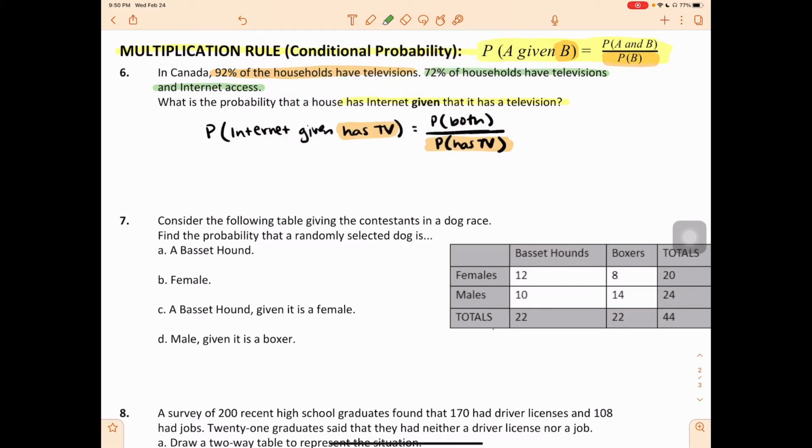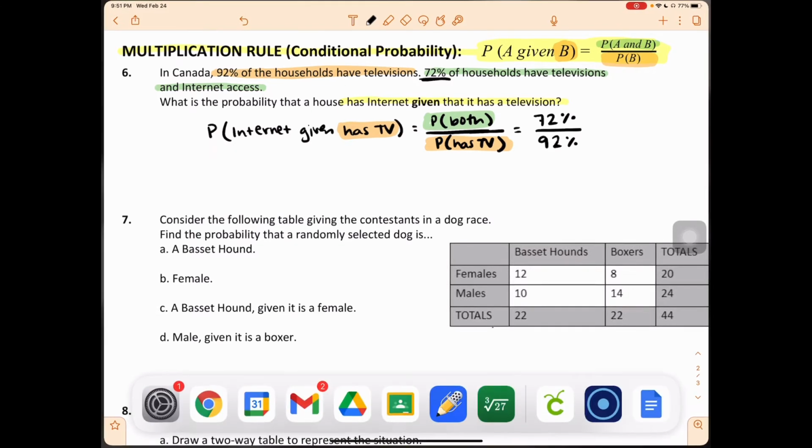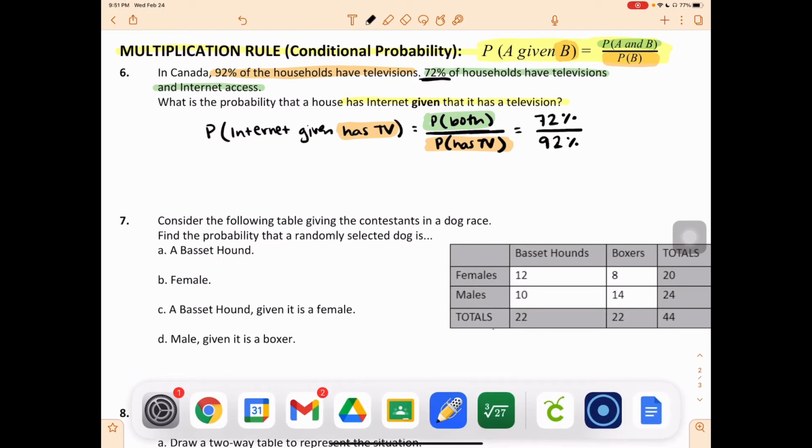So then the second part is both of them, okay? Not just the internet, but having internet and TV, because we're only looking at the people who have TV. So we're like, all right, well, how many people out of those who have TV also have internet? Okay, so this would be the probability of both of them. 72% of people who have a TV also have internet, and we know 92% of people have a TV. So now we have to divide that number, 72 divided by 92.